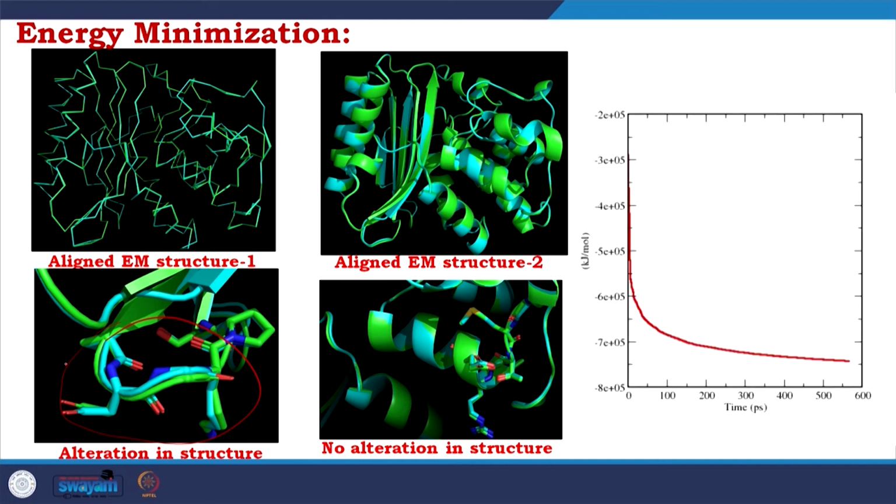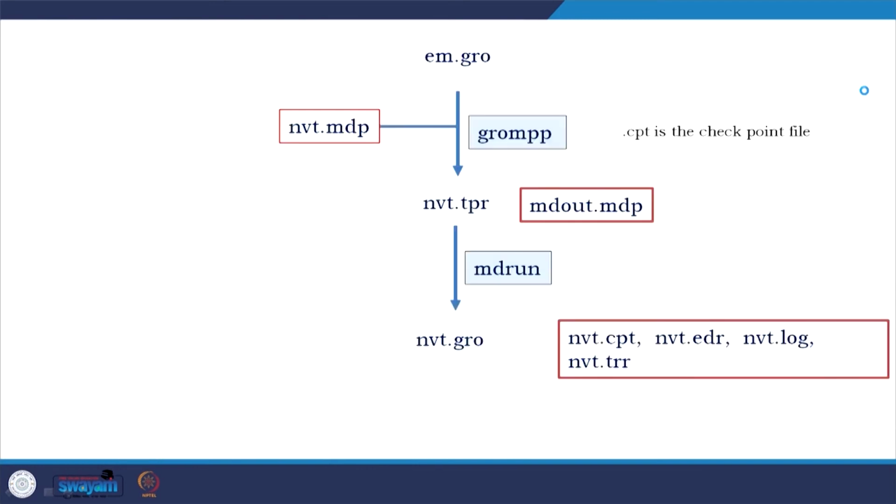This is clearly showing you how the molecule is minimized from the high energy. So our energy minimization is successful. In that way we could check the energy minimization. What next? The equilibration. So we get the minimized file em.gro. We again do the same thing by applying GROMPP. We come to nvt.tpr.